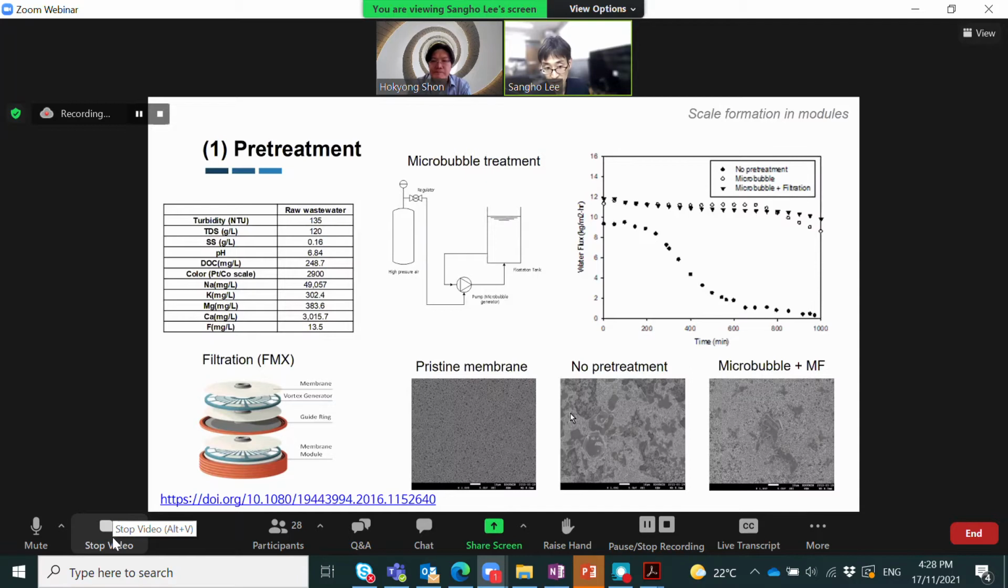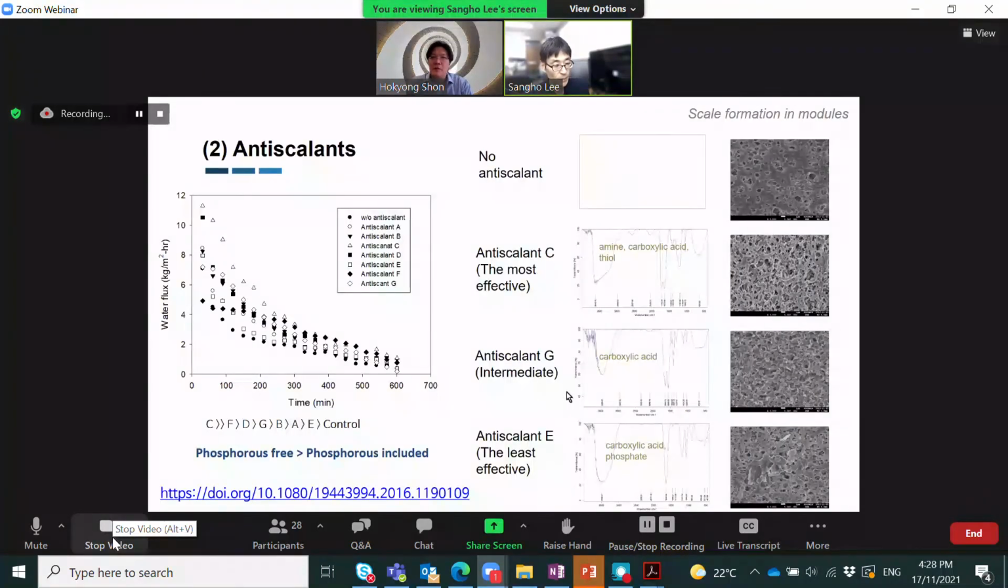So this is one of the success stories of the pre-treatment. As for the antiscalant, we compared several different antiscalants, and they are designed for reverse osmosis application or the MSF application, but there is no antiscalant for membrane distillation. Anyway, we compared them, and we found that some antiscalants are very good, some are not really effective, and we tried to correlate the chemical structures and the antiscalant effect.